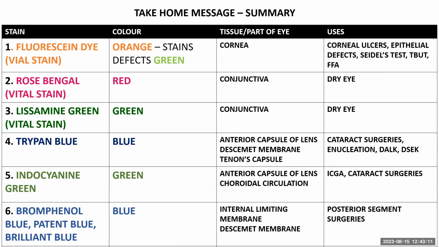Rose Bengal stains red and is used for dry eye. Lissamine green stains the conjunctiva and is used for dry eye. Trypan blue stains the anterior capsule of the lens and the Descemet's membrane.